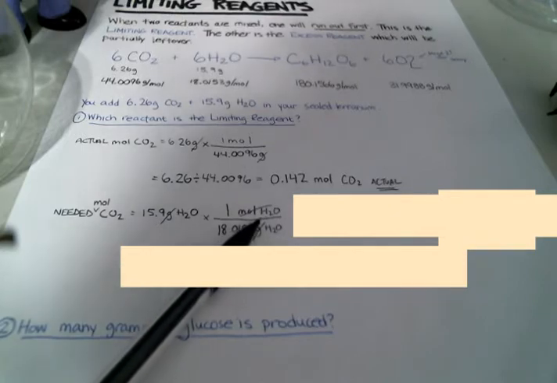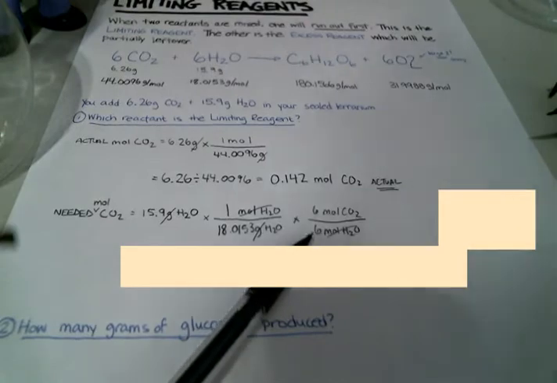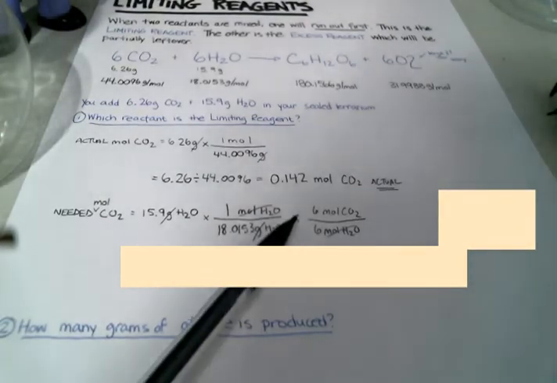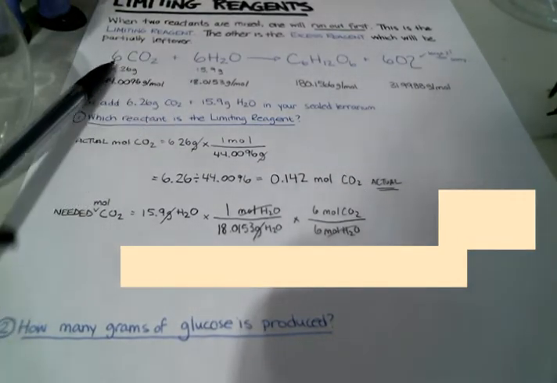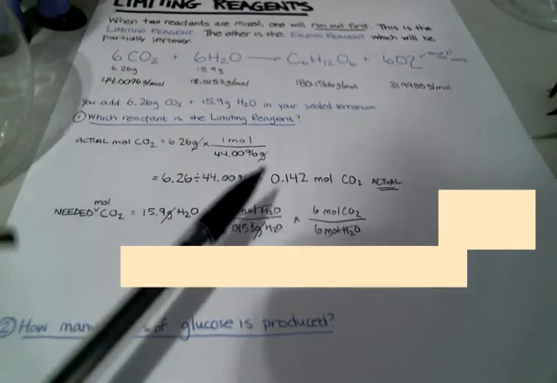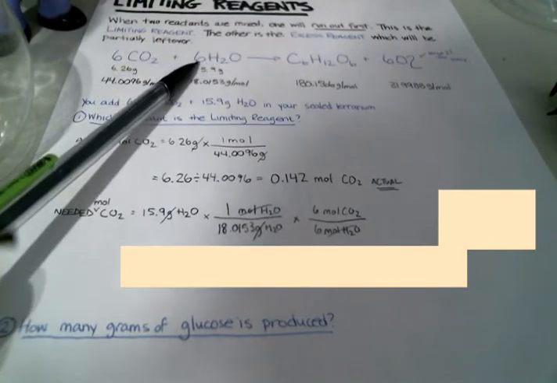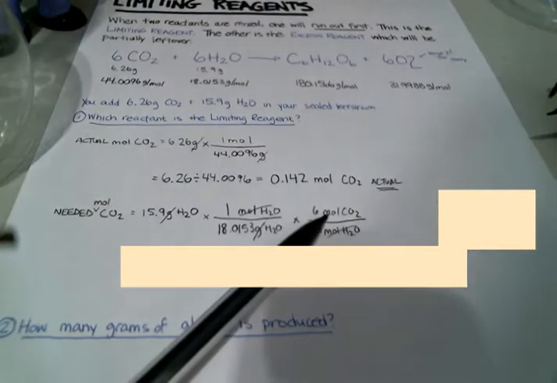So we are going to have to multiply moles of water by some ratio that has moles of water in it. And at this point, then you can use the stoichiometric ratio, or the 6 moles of carbon dioxide over 6 moles of water, provided by the coefficients in the equation. 6 moles of carbon dioxide right there. 6 moles of water right there. Cancel those guys out. You're left with moles of carbon dioxide.